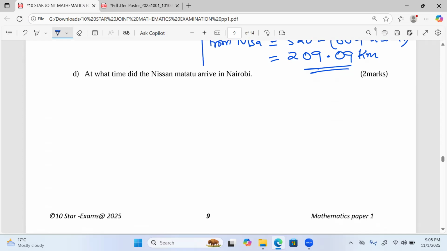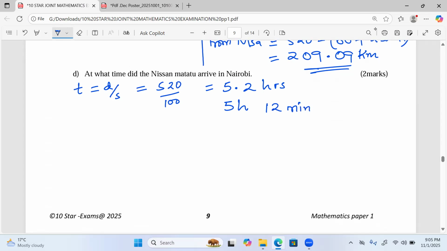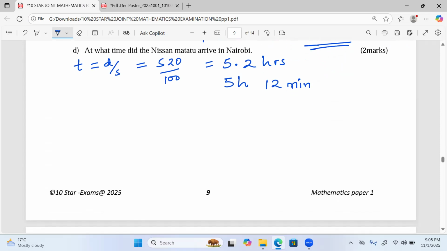Therefore, we assume that the time taken is equal to distance out of speed. So a distance of 520 and a speed of 100, this will give us 5.2 hours, which is just 5 hours. Then the 0.2 can be converted to minutes. 0.2 by 60, so that you get 12 minutes.